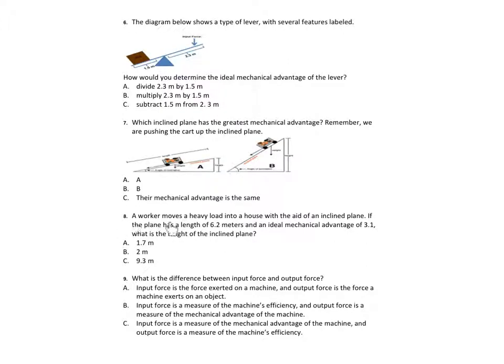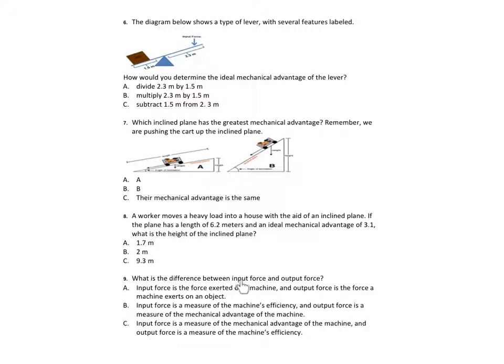Number 8. A worker moves a heavy load into a house with the aid of an inclined plane. If the plane has a length of 6.2 meters and an ideal mechanical advantage of 3.1, what is the height of the inclined plane? A. 1.7 meters. B. 2 meters. C. 9.3 meters.